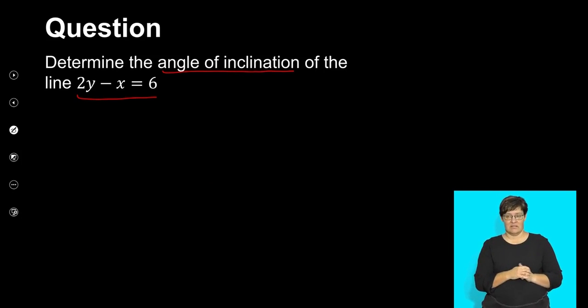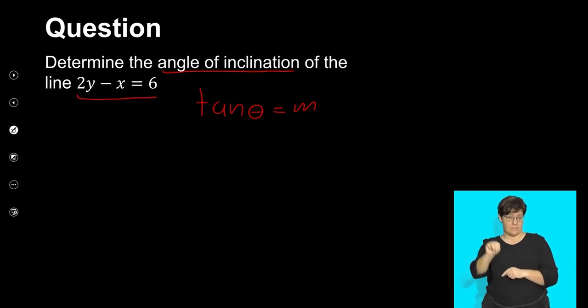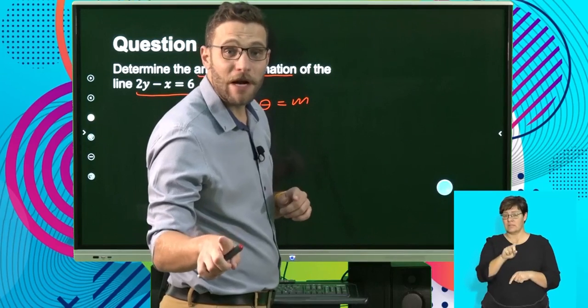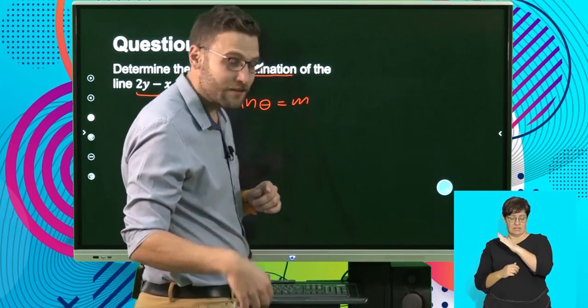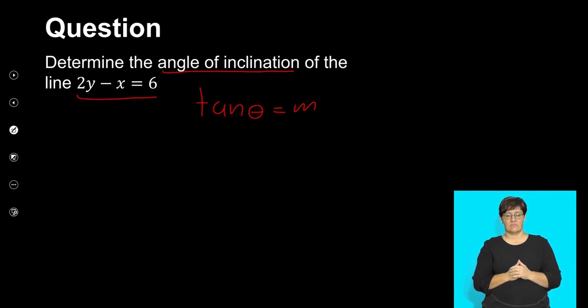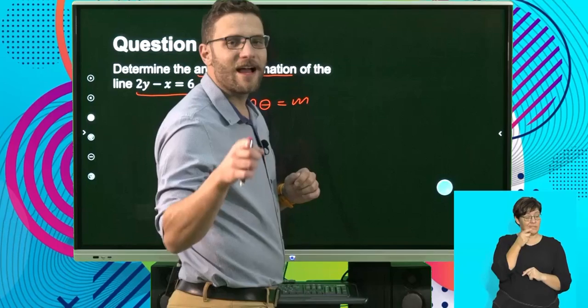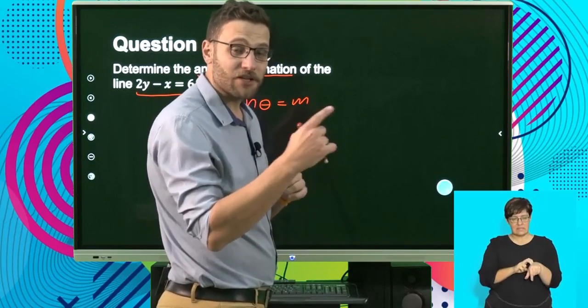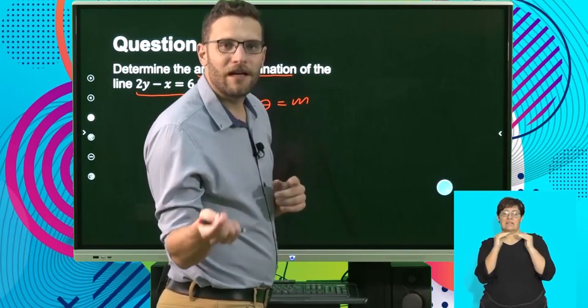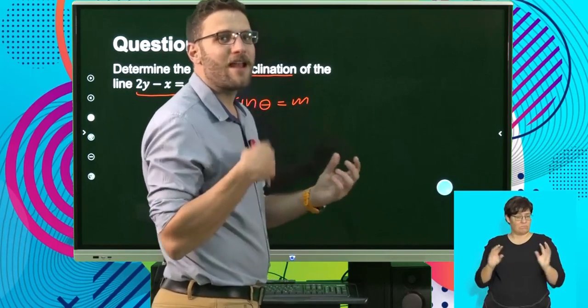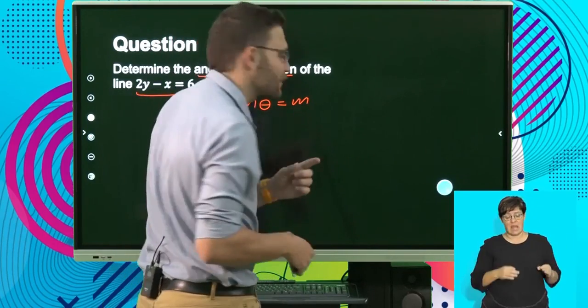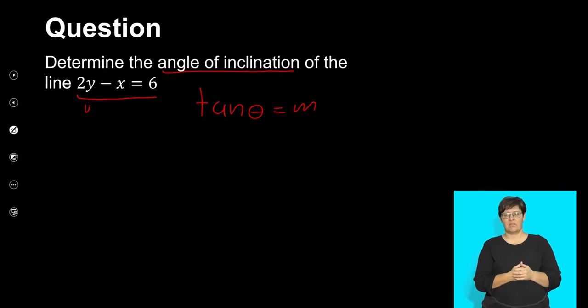Now, how did I calculate the angle of inclination? I used the formula tan theta is equal to m. So what do I need? For this question, I need the gradient, all right? But before I can calculate what the gradient is, I need to have my straight line graph in standard form. If it's not in standard form, then I can't decide what the gradient is. And so my standard form is always going to be y equals mx plus c.